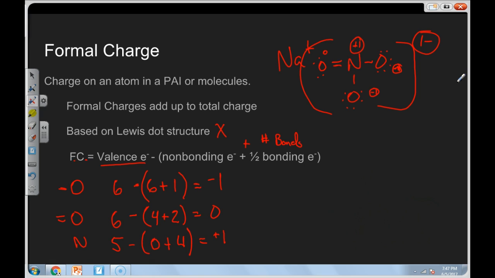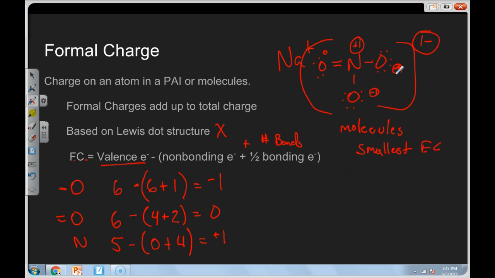The other thing that we need to keep in mind about formal charge is that molecules want to have the structure that has the smallest formal charge, meaning the smallest number of atoms with a formal charge. And not only the smallest number of atoms with a formal charge, but also the smallest magnitude of formal charge. So it's +1, +2. If this were +2, that would be bad.